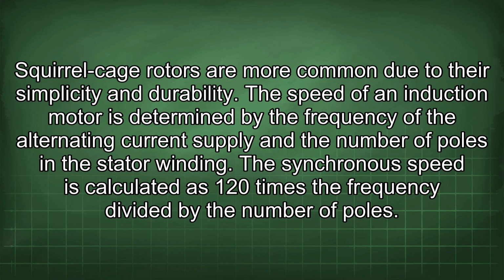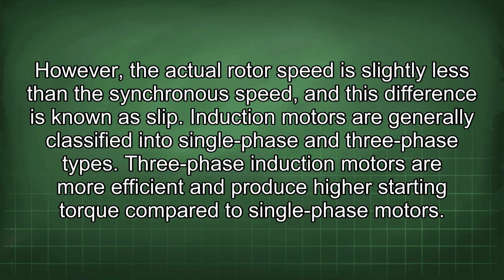The speed of an induction motor is determined by the frequency of the alternating current supply and the number of poles in the stator winding. The synchronous speed is calculated as 120 times the frequency divided by the number of poles. However, the actual rotor speed is slightly less than the synchronous speed, and this difference is known as slip.